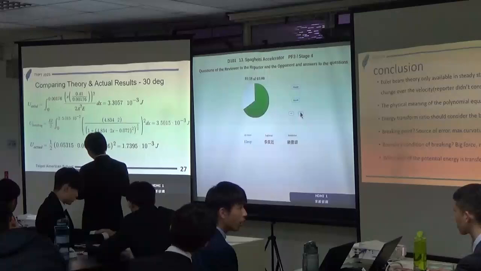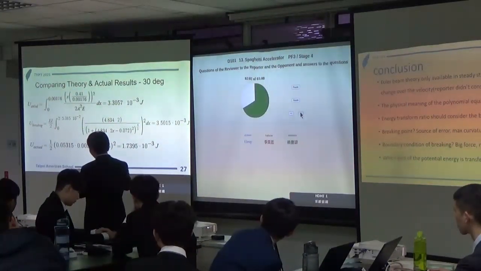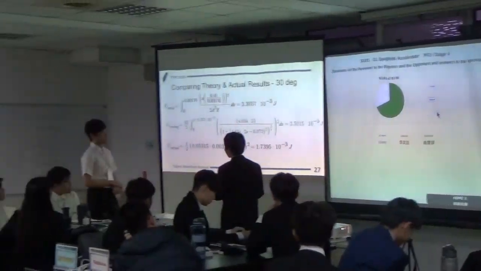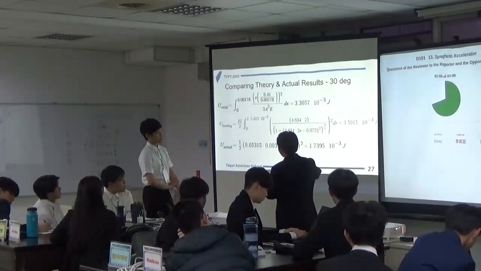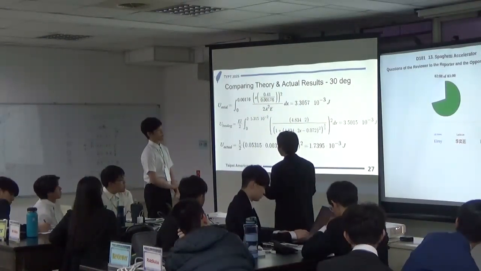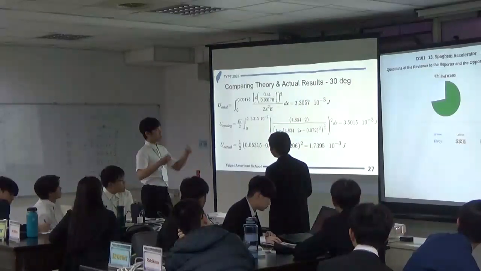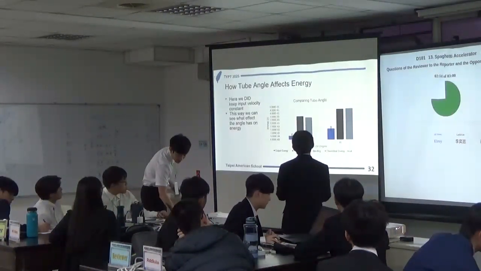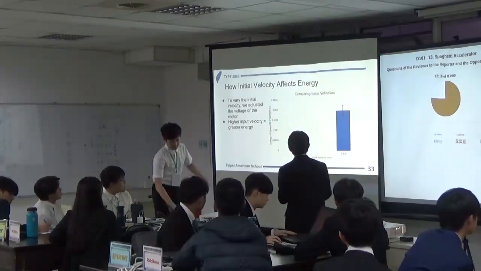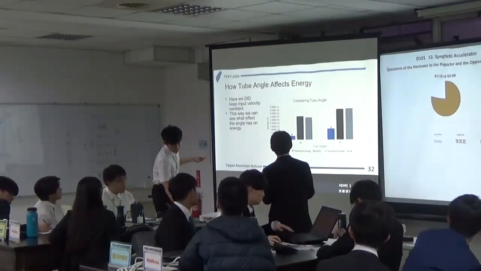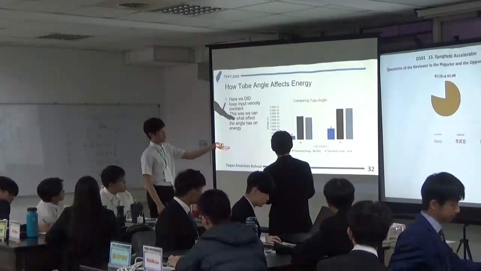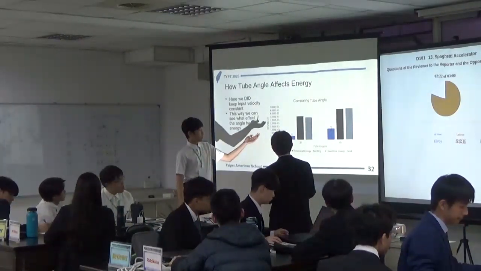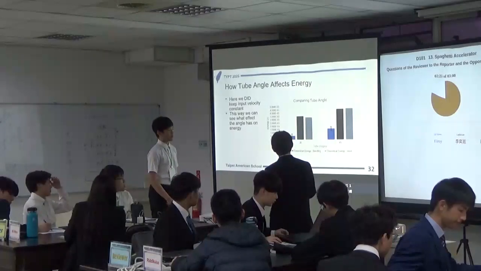You have mentioned that you do the experiment about changing the angle, but you only have two data points. How can you prove that the result of your experiment is right? Well, even though we only have those two angles, we still observed a pretty big difference between the two results. As you can see, the output energy increased a lot when it went to the 45 degree.